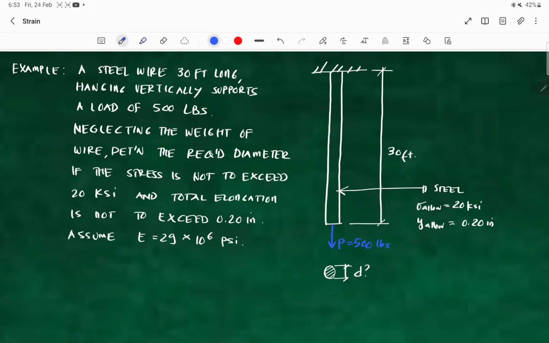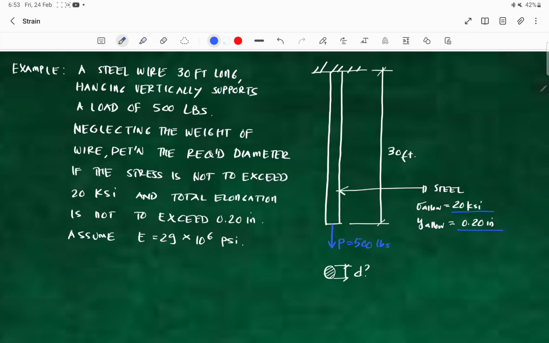Okay, so let's solve yung problem na to. A steel wire 30 feet long hanging vertically supports a load of 500 pounds. I-neglect lang daw natin yung weight ng wire. Determine the required diameter if the stress is not to exceed 20 ksi, and yung total elongation is not to exceed 0.2 inch.